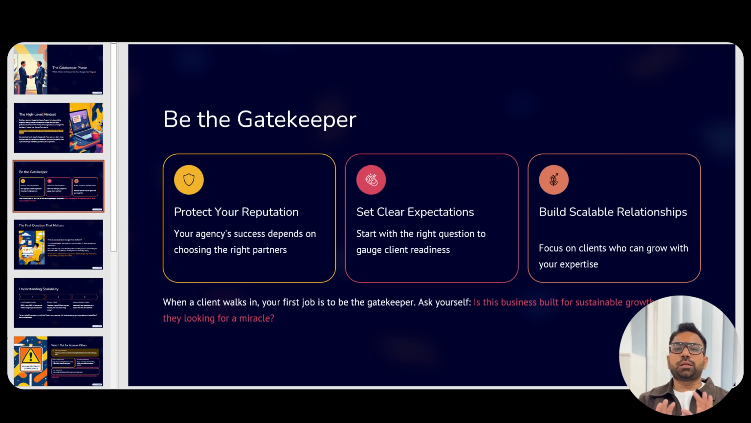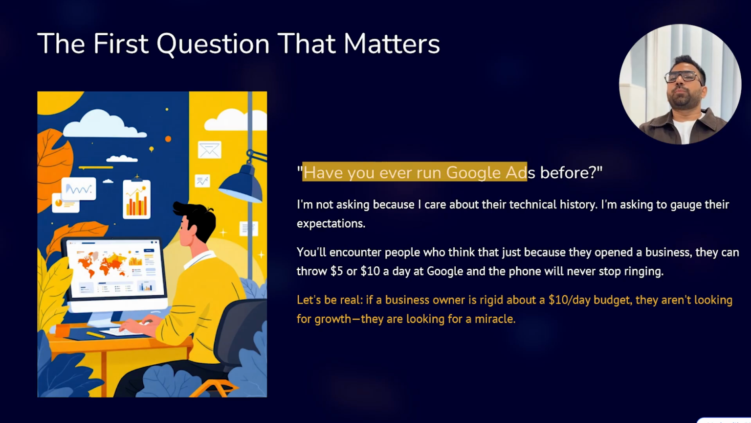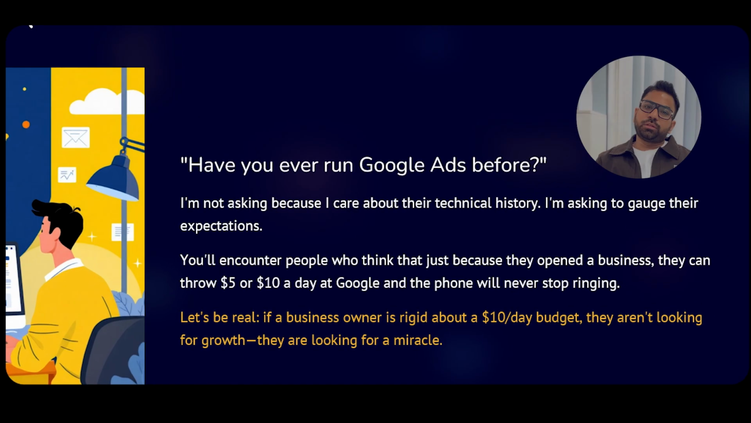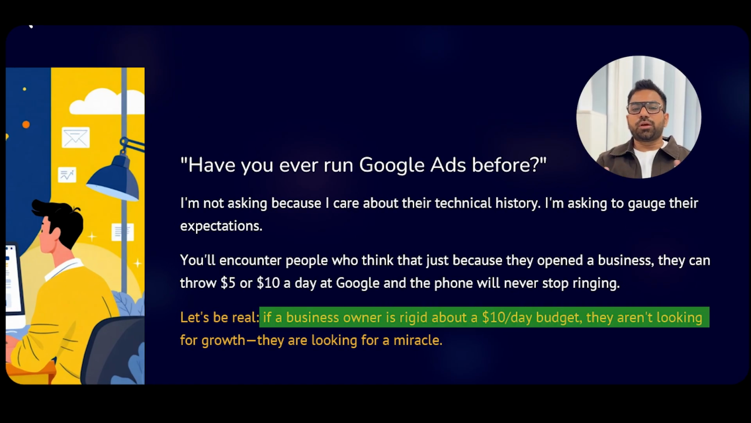When a client walks in, your first job is to be the gatekeeper. I always start with a very specific question. Have you ever run Google Ads before? I'm not asking because I care about their technical history. I'm asking to gauge their expectations. If a business owner is rigid about a $10 a day budget, they aren't looking for growth. They are looking for a miracle.